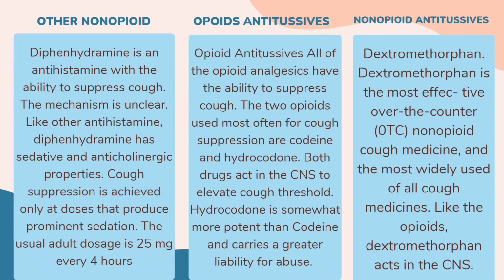The two opioids used most often for cough suppression are codeine and hydrocodone. Both drugs act in the CNS to elevate the cough threshold. Hydrocodone is somewhat more potent than codeine and carries a greater liability for abuse. Next is the non-opioid antitussive. Dextromethorphan is the most effective over-the-counter non-opioid cough medicine and the most widely used of all cough medicines. Like the opioids, dextromethorphan acts in the CNS.